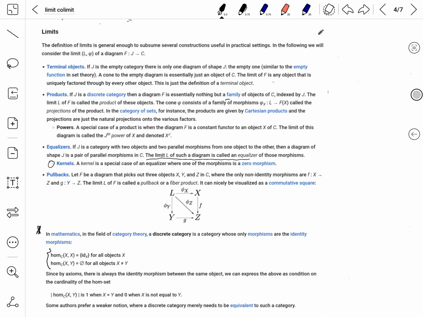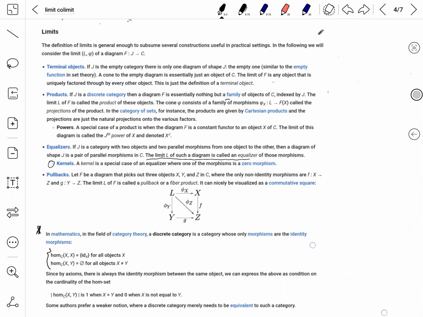Finally, let's say this: the pullback. The diagram picks out 3 objects, X, Y, Z, and the only non-identity morphisms. Here we don't start with J, so we don't care what happened on J. We just care about what the diagram is.